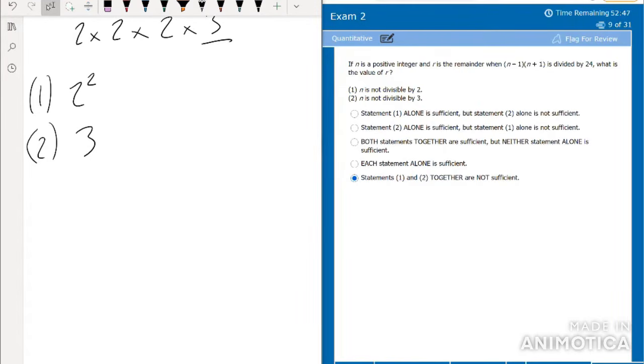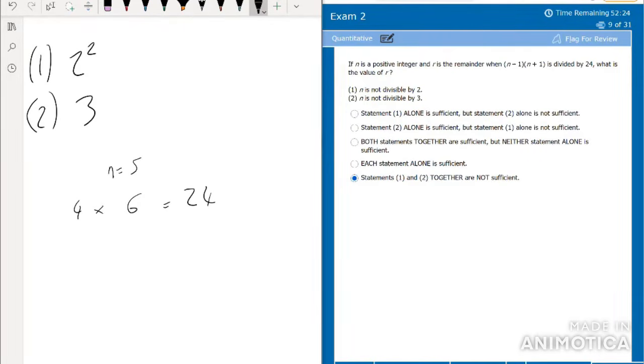So let's just check that with an example. Why don't we make it very obvious and make n 5. If n equals 5, then we get 4 times 6, so 24. So in that case, we'd get a remainder of 0. But another one that would work is n equals 7, and so we get 6 times 8, which is 48.